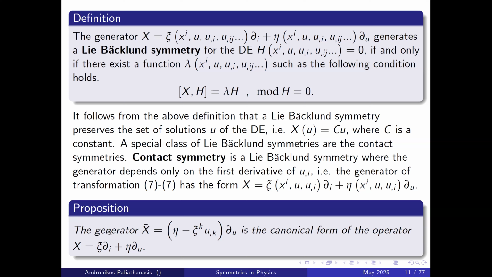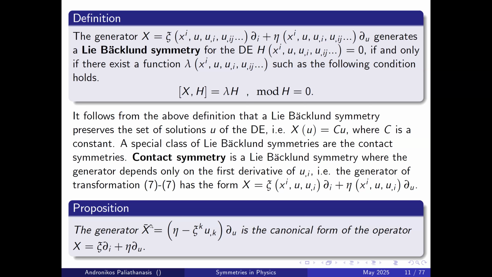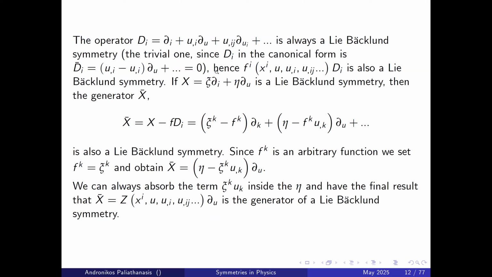Now, an important characteristic for the symmetries of PDEs is that if we have a point transformation or a general generator, the generator X bar defined by this is the canonical form of this generic operator. And by using this, for instance, the operator D is always a Lie-Backlund symmetry. The trivial ones are D_i, whose canonical form is this one. So if we apply the other derivative in its canonical form, we find the D bar, and we find that D bar is the trivial one, the 0. Hence, every function D_i is also a Lie-Backlund symmetry.